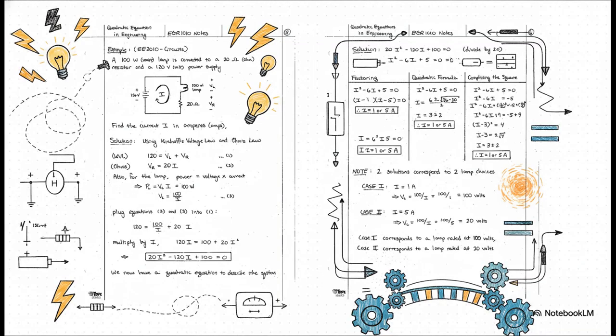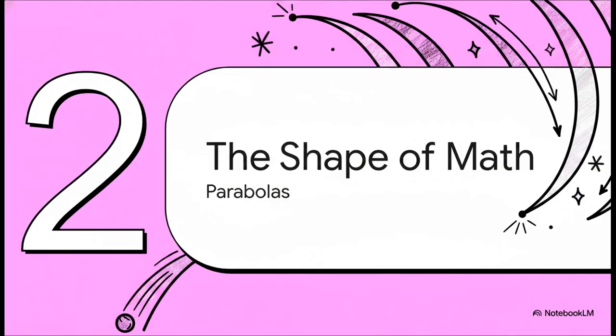But this doesn't just apply to rockets. It builds into completely different fields too, like electrical engineering. Here, we use the exact same type of equation to solve for the current in a circuit. By plugging in 20i squared minus 120i plus 100 equals 0, an engineer can figure out that a circuit needs either 1 amp for a 100-volt lamp or 5 amps for a 20-volt lamp. So the math is literally identical, even though the physical reality, rockets versus light bulbs, is completely different. All right, moving on to Section 2, the shape of math, parabolas.